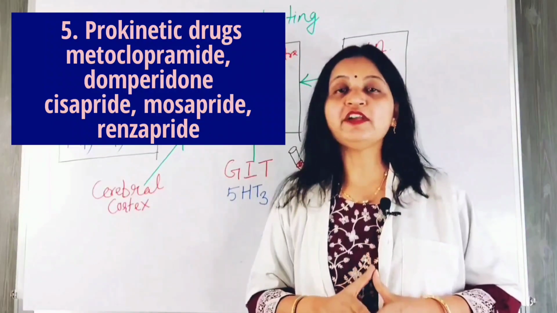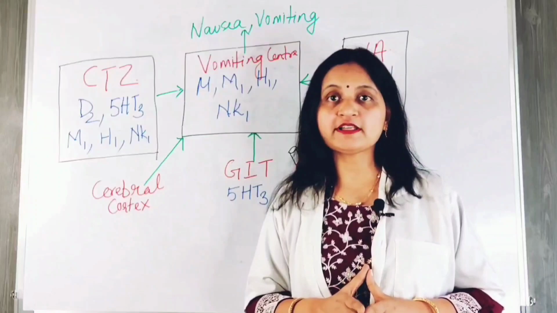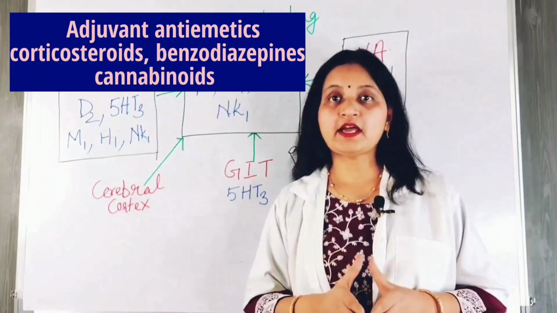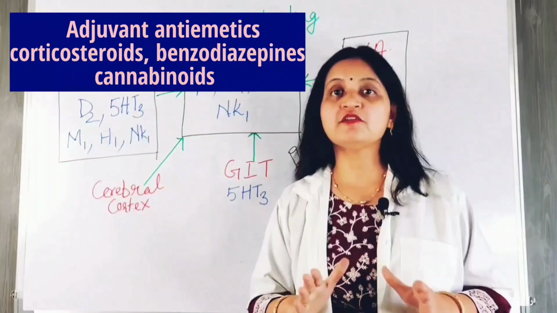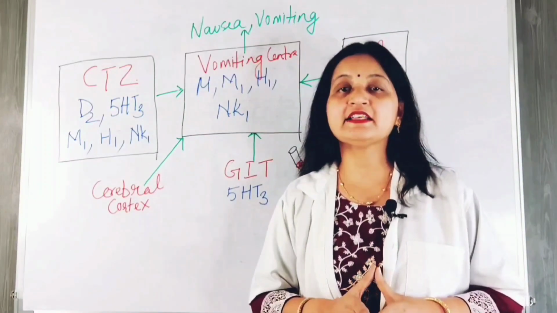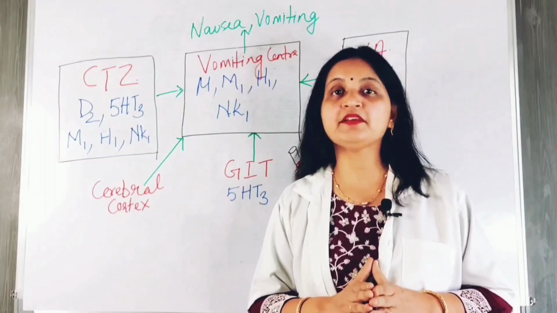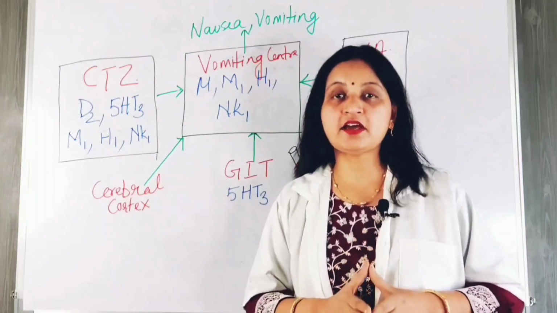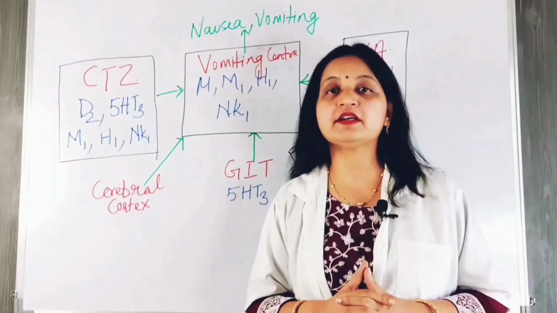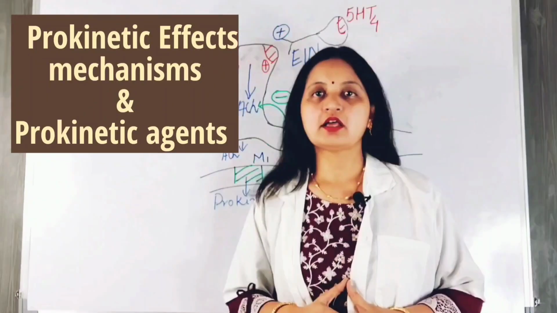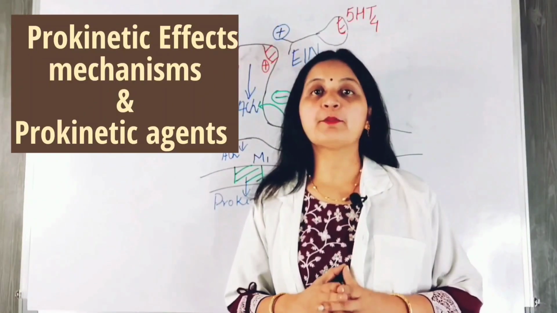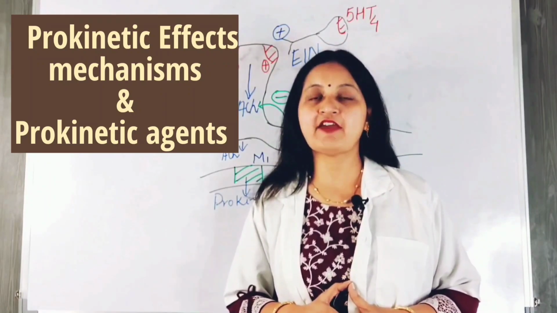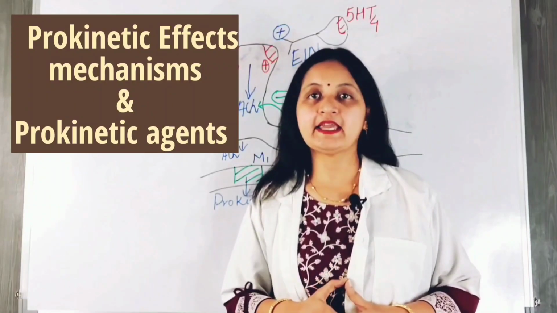Then there can be adjuvant antiemetics such as corticosteroids, benzodiazepines, and cannabinoids. So this is how we classify the antiemetic drugs, and most of these drugs act on target sites or receptors such as dopamine receptors, 5-HT3 receptors, muscarinic receptors, histaminic receptors, opioid receptors, and so on. So let us now learn more about the prokinetic effects, the mechanisms that are responsible for producing these effects, and the prokinetic agents.